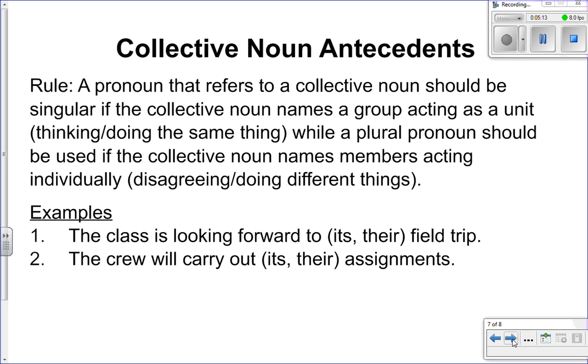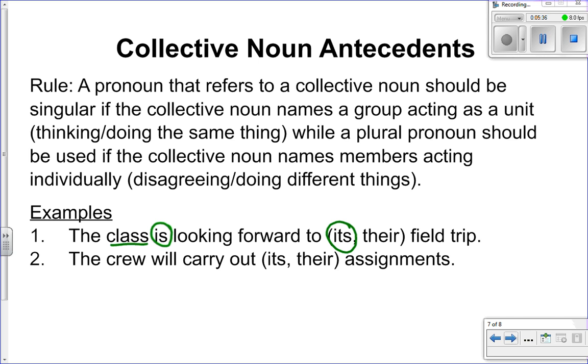So in the example, the class is looking forward to their field trip. So class is my antecedent, and I need to say, is this singular or plural? Well, the context of the sentence, first of all, tells me all of them are looking forward to the field trip, and there's a context clue. The verb is singular, so I'm going to choose it's, the singular pronoun.